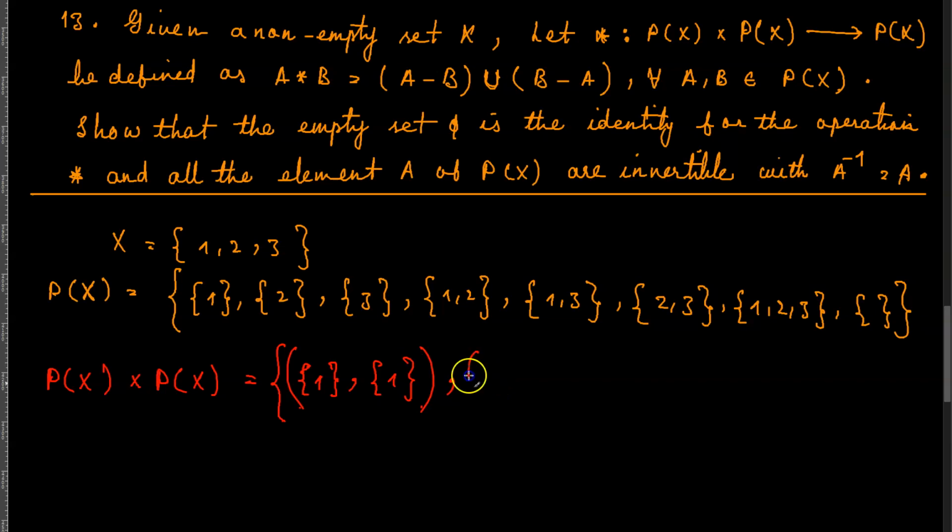And then you would have, for example, the set containing 1 and the set containing 2. And then you would have, for example, the set containing 1 with the set containing 3, and so on and so forth. You need to take each and every element: you start with this element, take it with this one, this one, this one, and so on all the way up to the end.